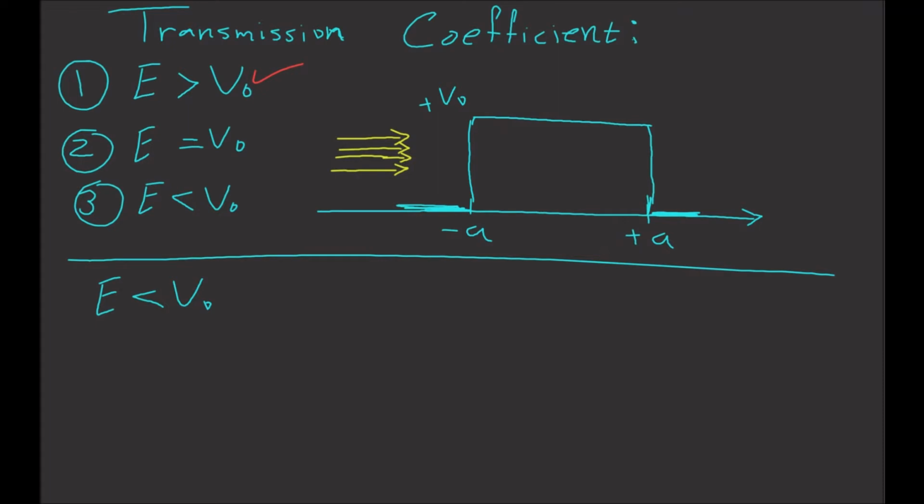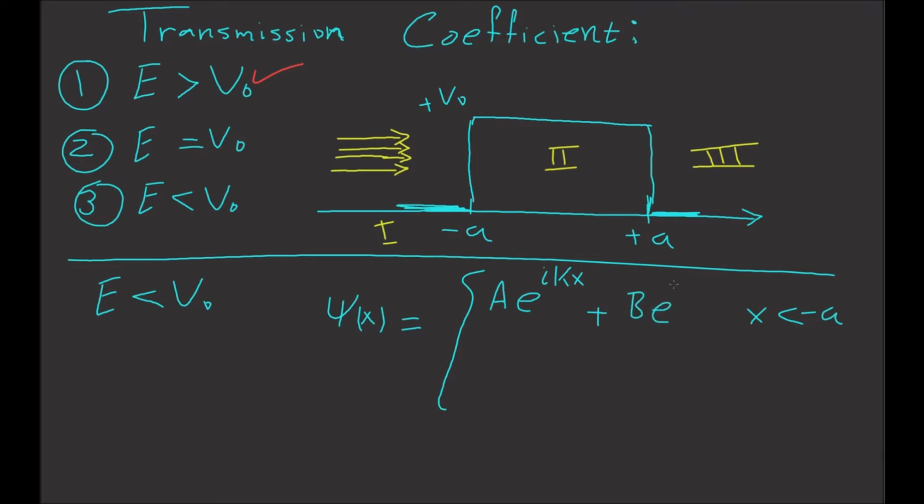Now let's look at the three regions: region number one, region number two, and region number three. Let's look at the solution for the Schrödinger equation in these regions. We know what the solution looks like. For the first region, when x is less than minus a, psi of x is the incident wave A times e to the i k x. Notice that the solution is complex. Plus the reflected wave, which is B times e to the minus i k x.